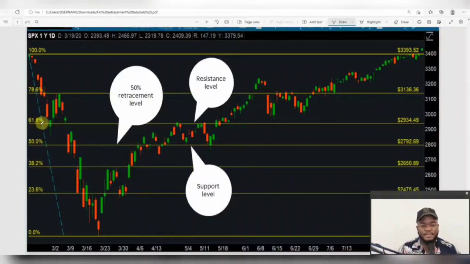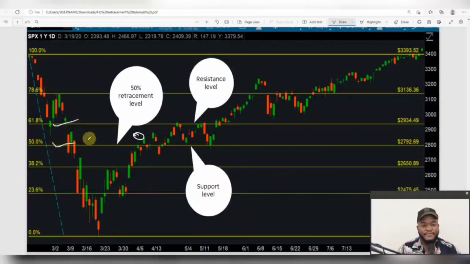So the golden pocket is between 61.8% and 50%. Anything around this place is the golden pocket level. So 38% and 20% are also areas you can enter a trade, but mostly where people enter is 61.8%, 50%, and 38.2%. These are the areas where people go in.